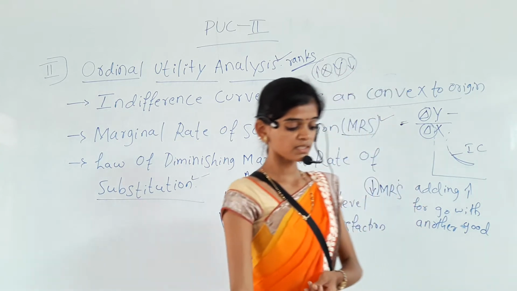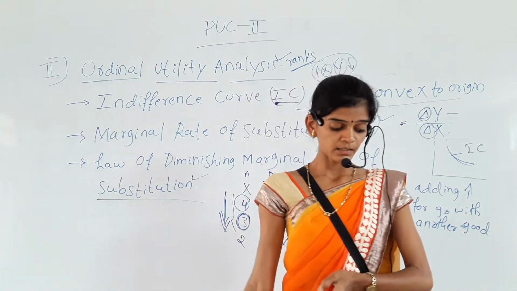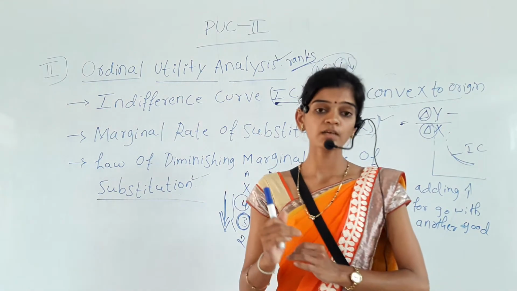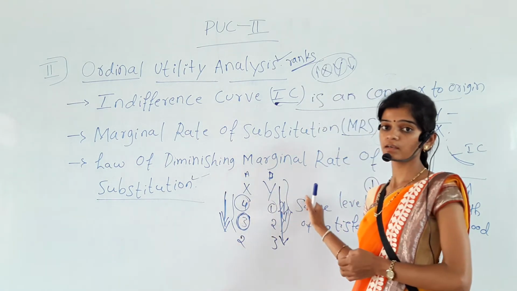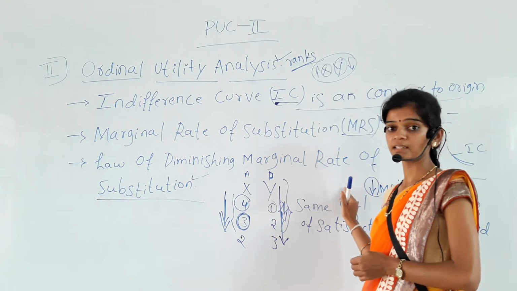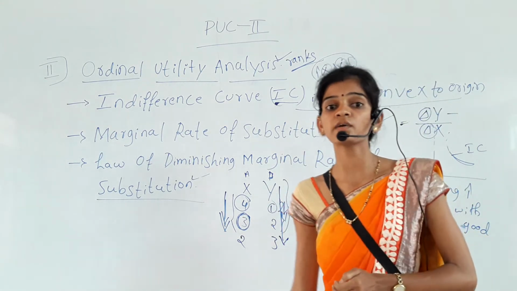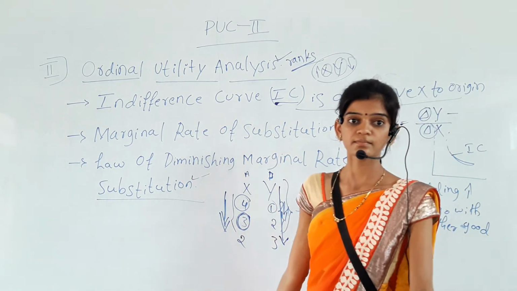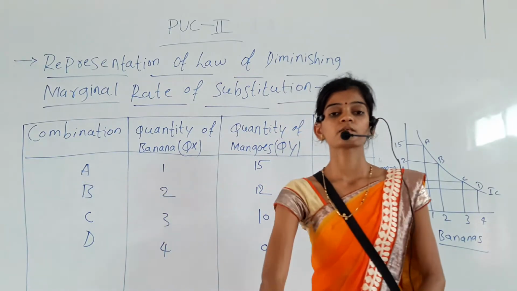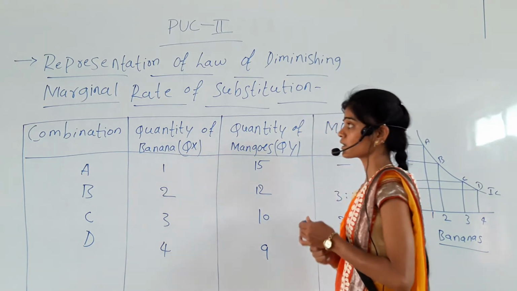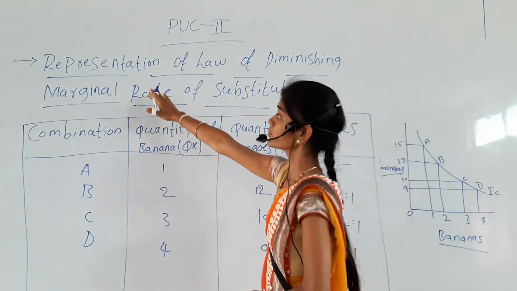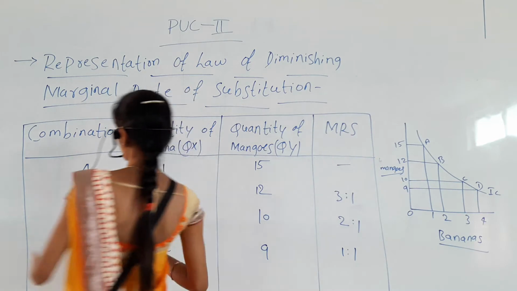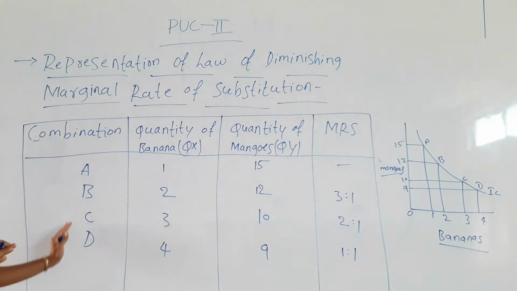Next, the law of diminishing MRS. It states that when increasing one commodity for getting an extra additional unit of another commodity, the MRS is falling. That is called the law of diminishing marginal rate of substitution. Let us see an example regarding the representation of the law of diminishing marginal rate of substitution. Here are the given combinations A, B, C and D.